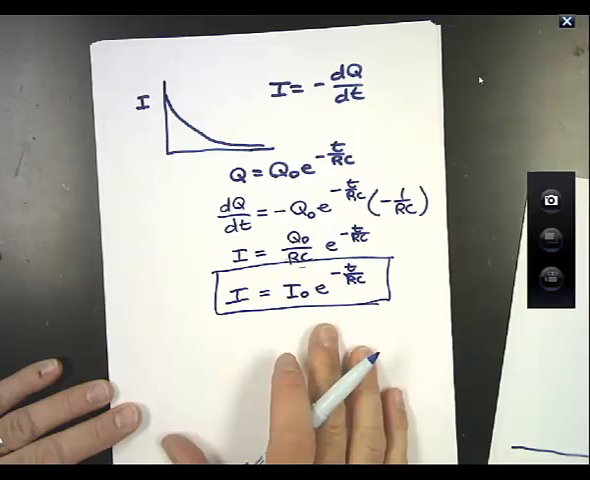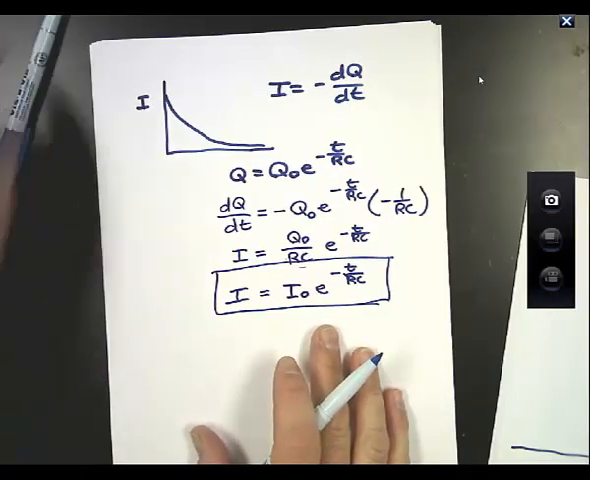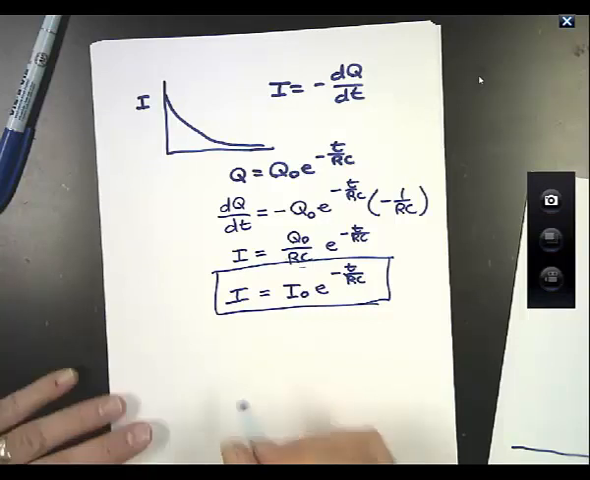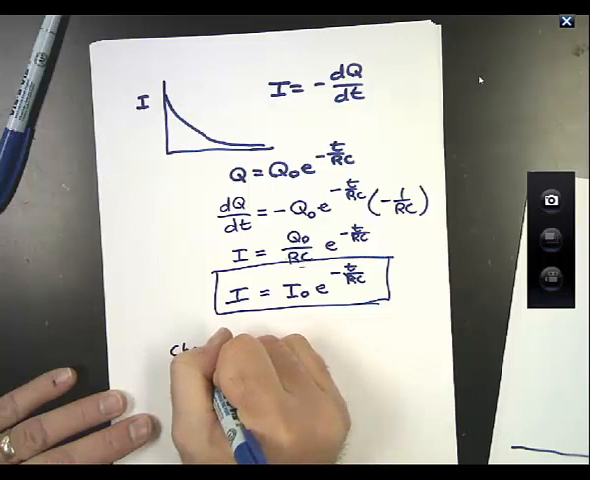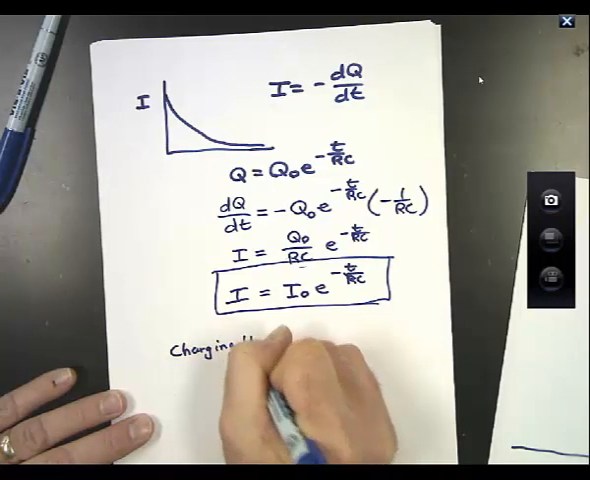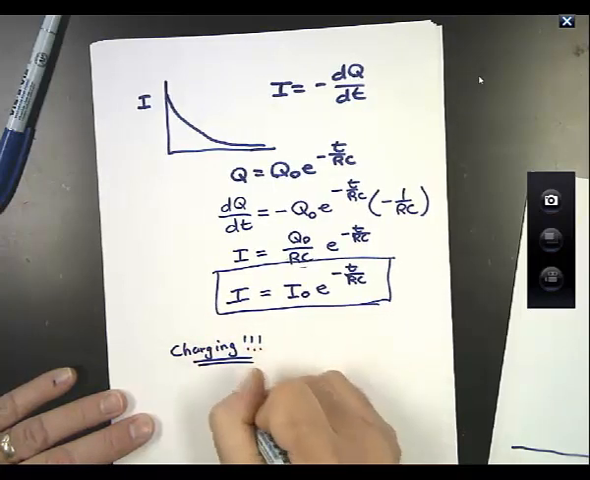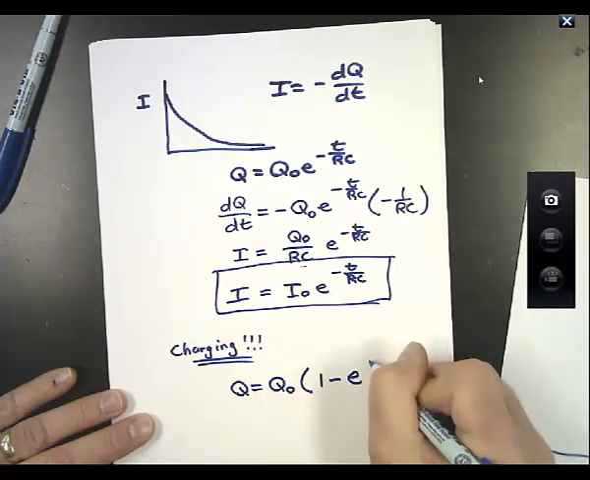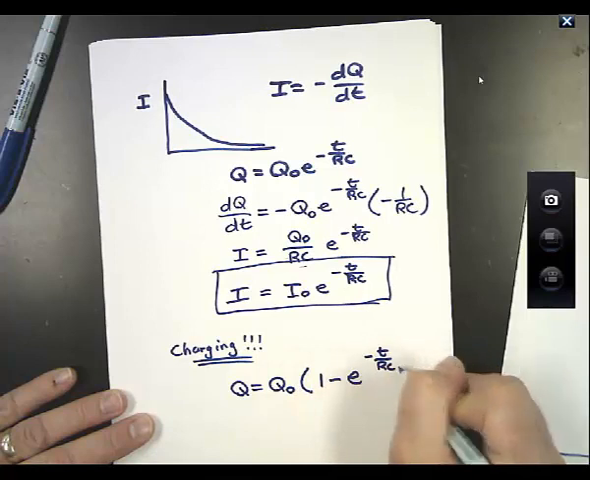Now you have the notes in front of you for what happens when we're charging a capacitor. So that I don't make a 45-minute video, what I'd like you to do is take a look at my notes and see if you can work your way through the derivation for the charging capacitor. If you do that, what you end up with is that for a charging capacitor, Q is equal to Q naught times (1 minus e to the minus t over RC).